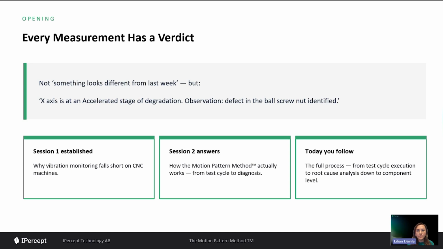The observation is related to a ball screw knot defect. This statement is actionable. It's something that you can use to make a decision. And today, we're going to follow the process that actually produces that statement, from the moment the test cycle is run to the signal patterns that it derives and how these are mapped to a specific defect in a component. And I hope that by the end of this session, this statement will make sense to you, not just as a claim, but mechanically and physically speaking.